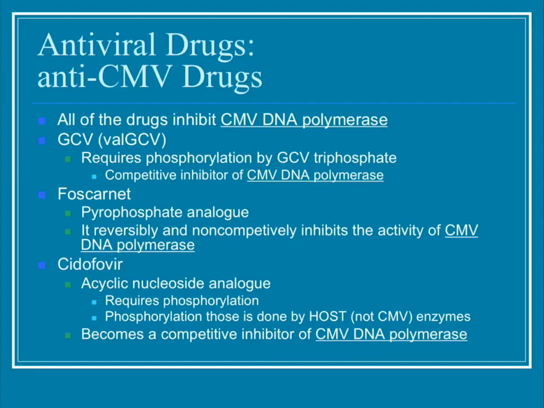Antiviral drugs, talking about anti-CMV drugs, you have the three: ganciclovir, foscarnet, and cidofovir. The key thing here is that they're all acting on the CMV DNA polymerase. But whereas ganciclovir and cidofovir are both competitive inhibitors, foscarnet reversibly and non-competitively inhibits the activity of the CMV DNA polymerase. This will become important later on when we talk about resistance issues.